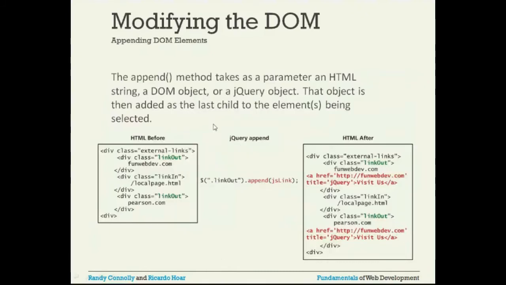We have the append method. The method takes as a parameter an HTML string, a DOM object, or a jQuery object. That object is then added as the last child to the elements being selected. So append is always at the end. Whatever HTML you want to assign, you can append it using the append method.